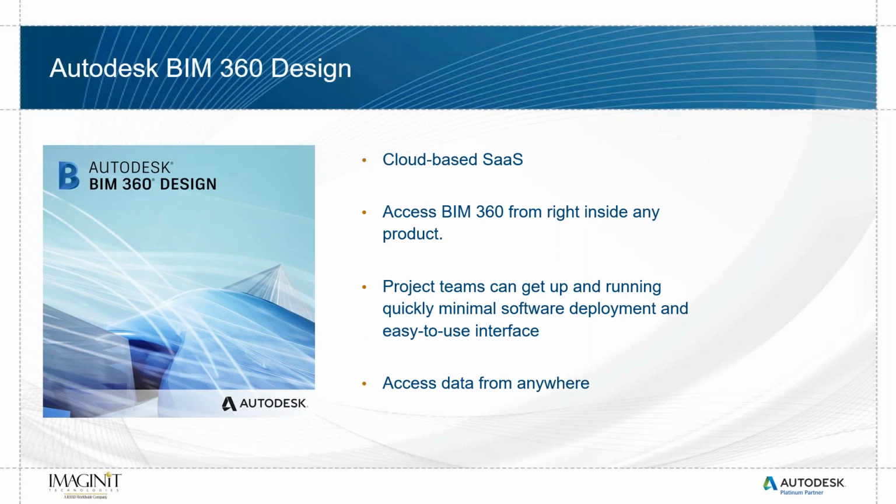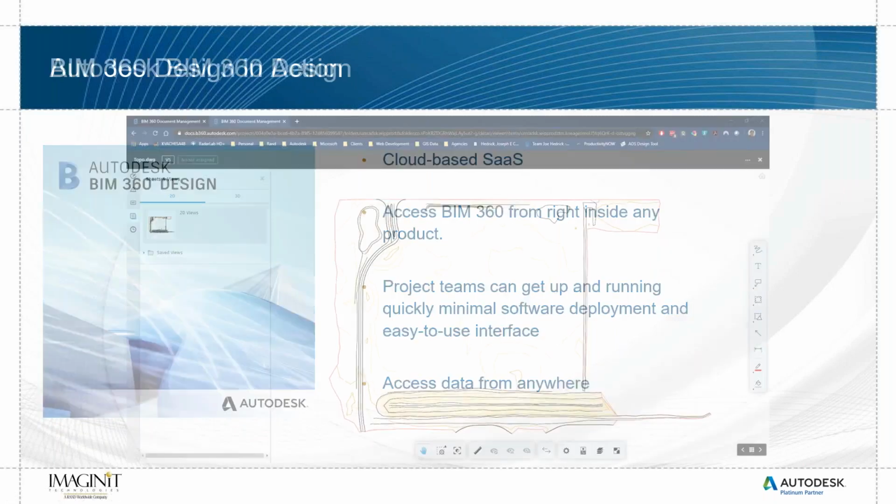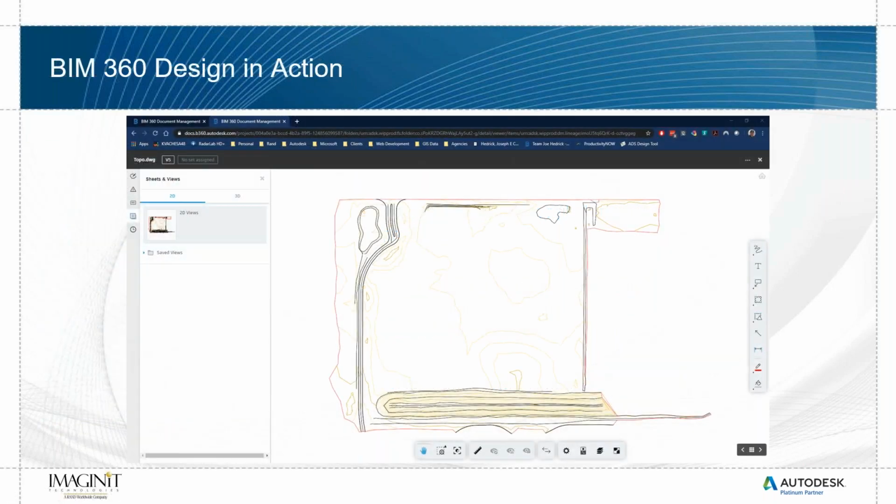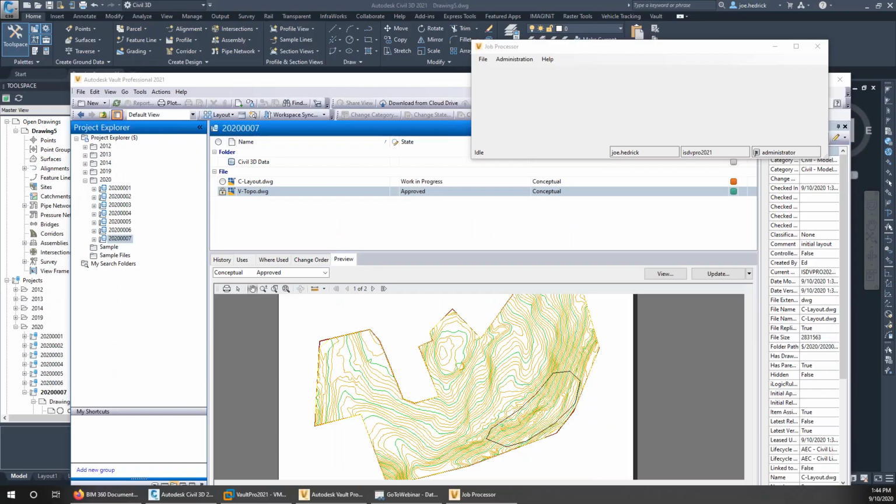Depending on your particular industry, some industries right now, still a lot of governments, can't put their data in the cloud, so that's where Vault's an option. A lot of commercial people like the idea of, hey, I just want to subscribe and go, and that's BIM 360. So we're going to flip back over and take a peek at it now.